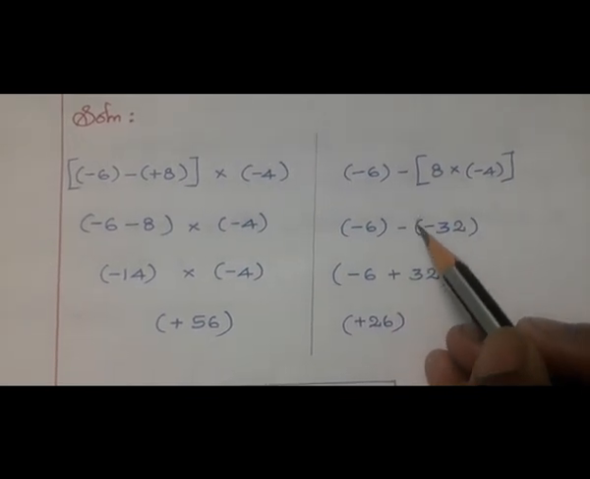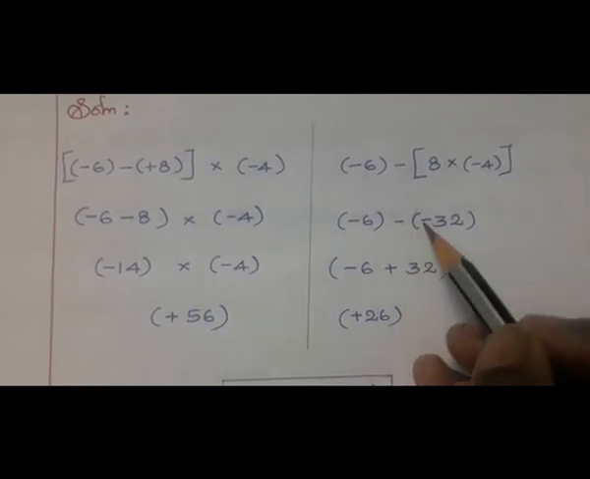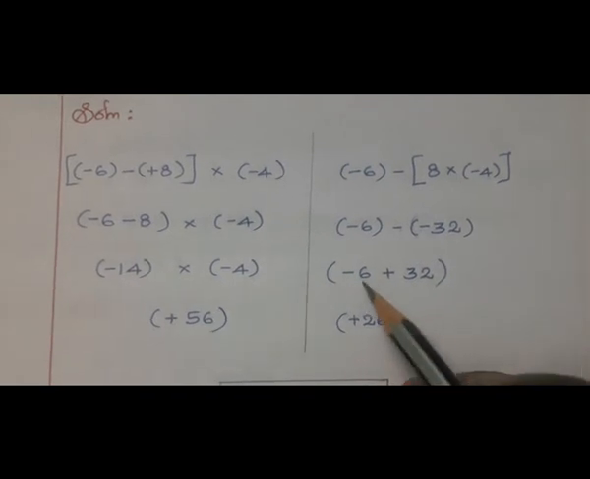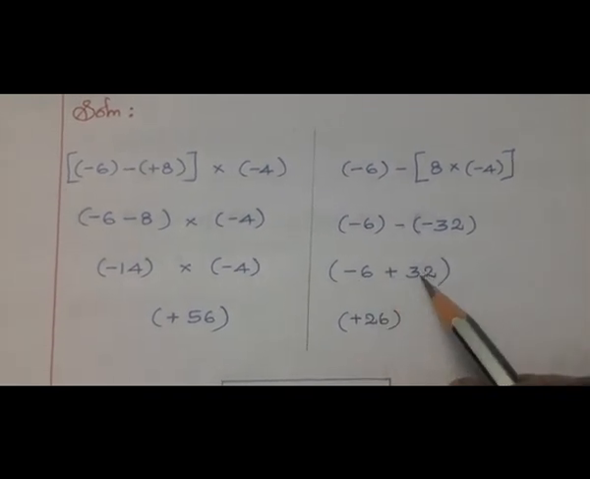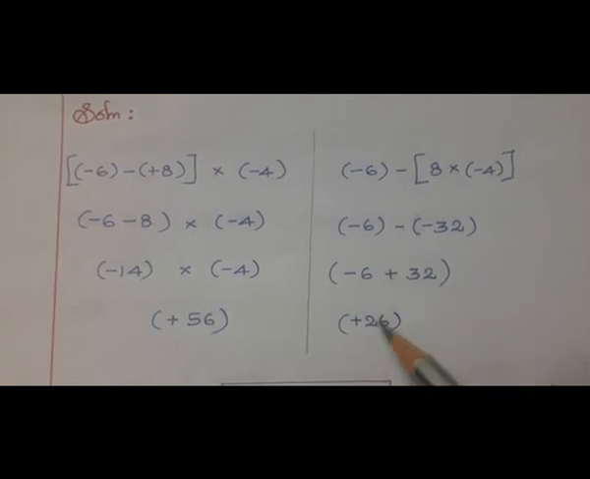This bracket represents multiplication of integers. So minus 6 minus into minus is plus 32. If both the signs are different, we have to subtract. 32 minus 6 is 26 and the biggest number's sign is plus.